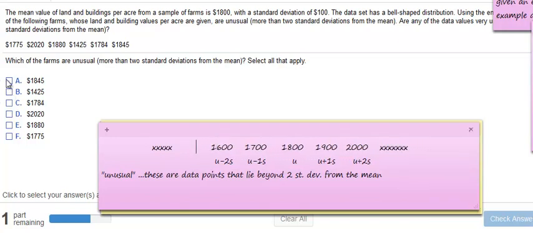Okay, so we're looking at data that's given here. We want to know which of these farm values are unusual, which of them fall outside of the window from 1600 to 2000. So it looks like B would qualify, and D.